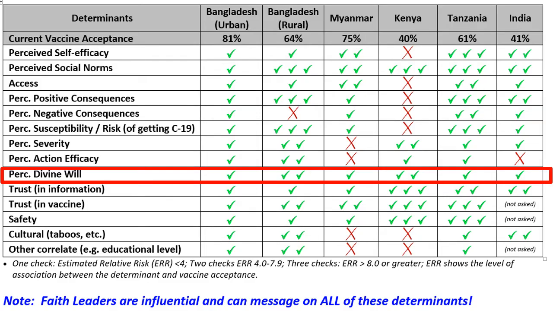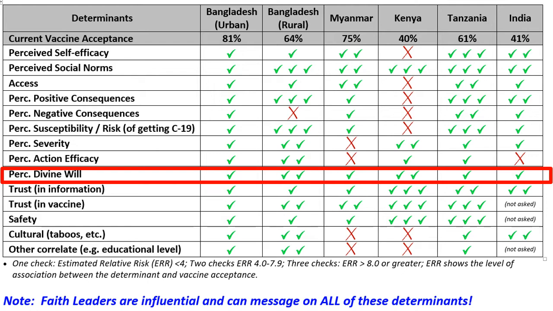So now that Marella has explained what barrier analysis is, I'll show you what we're finding through these VA studies. This table shows which determinants of COVID-19 vaccine acceptance were found to be important in the 6 barrier analysis studies that have been completed so far. And note that for perceived divine will, whether or not you think that God approves of the behavior, that was an important determinant in all of the countries. And in 2, rural Bangladesh and Kenya, it was highly associated with the decision to get a vaccine.